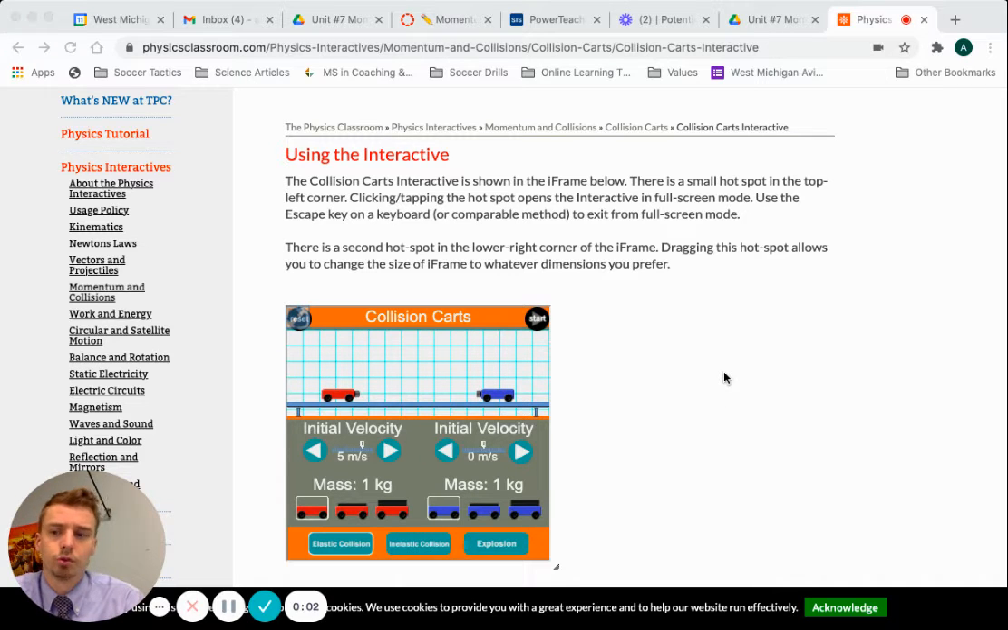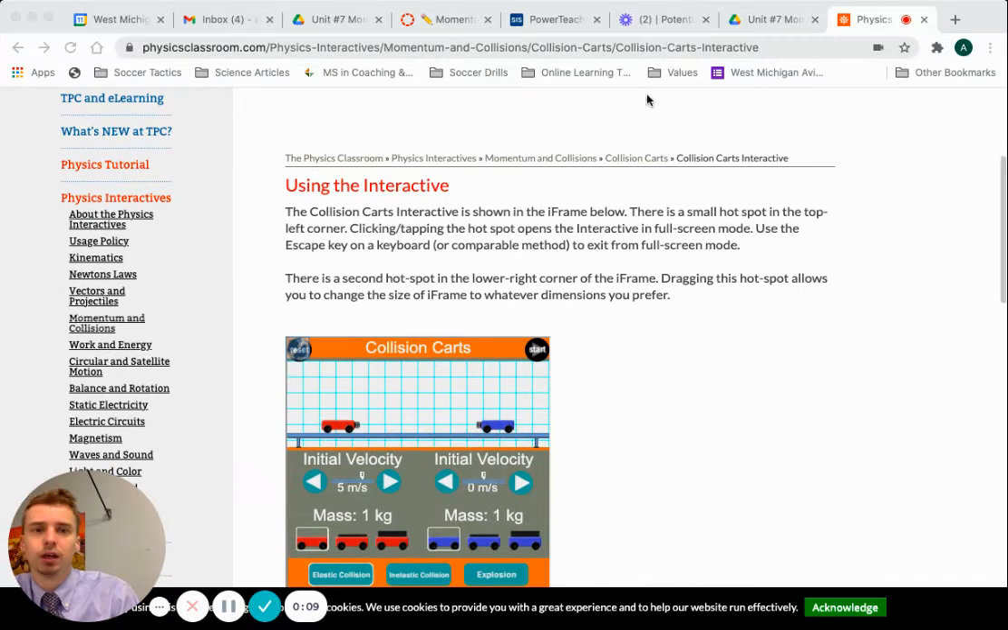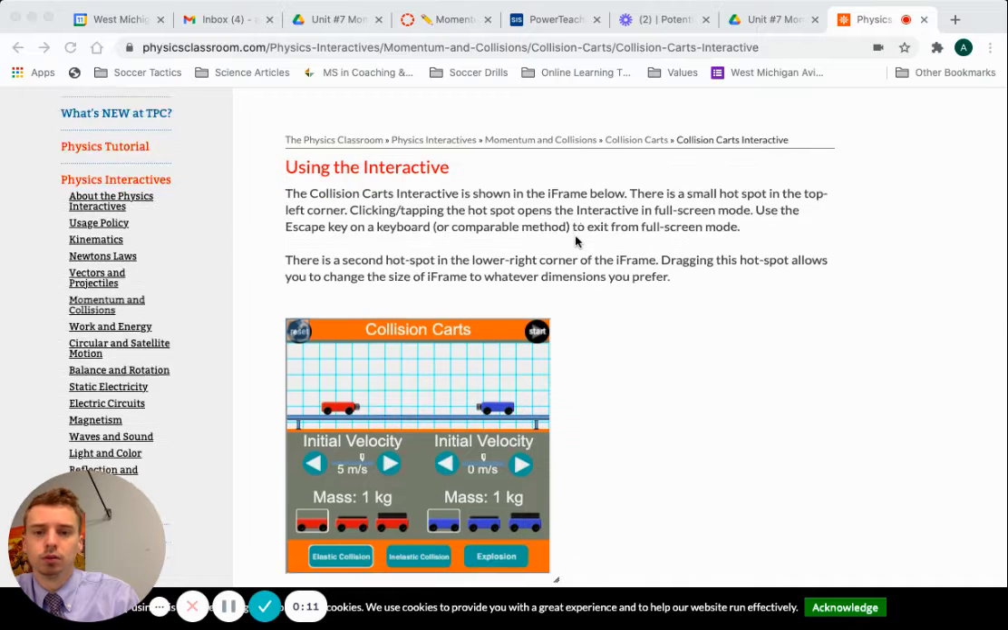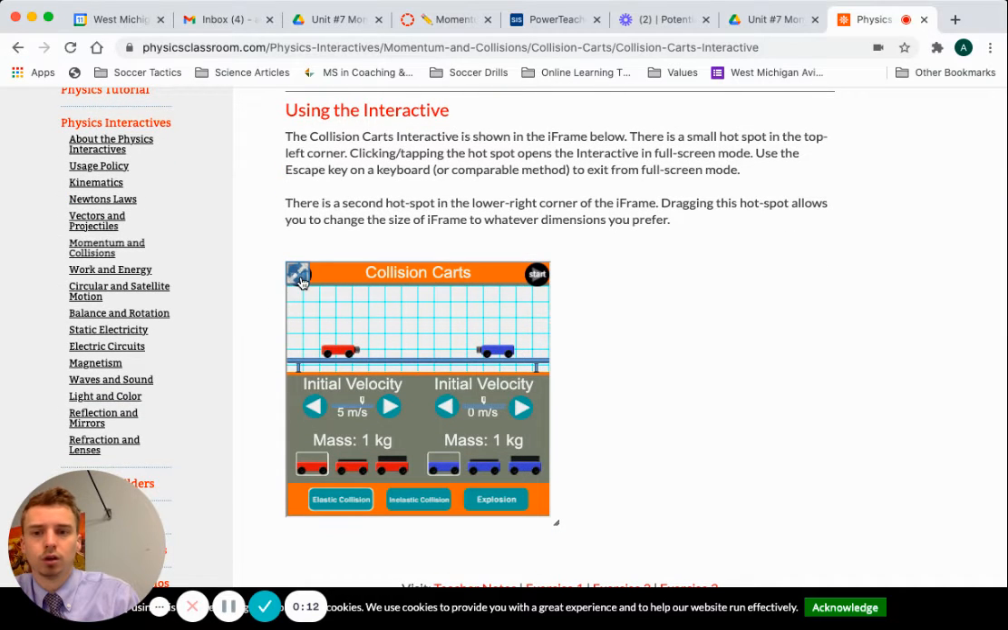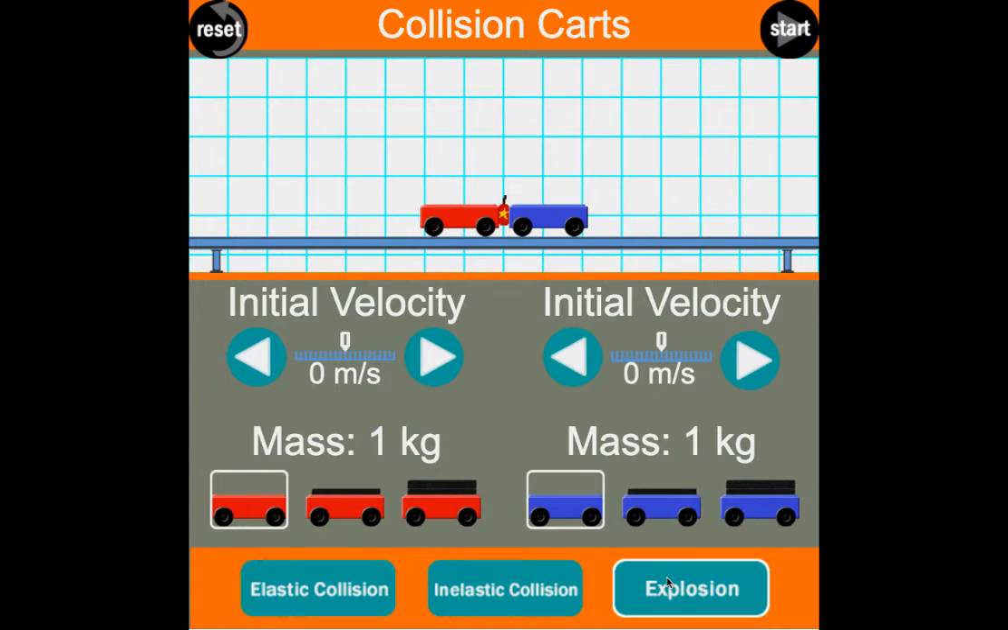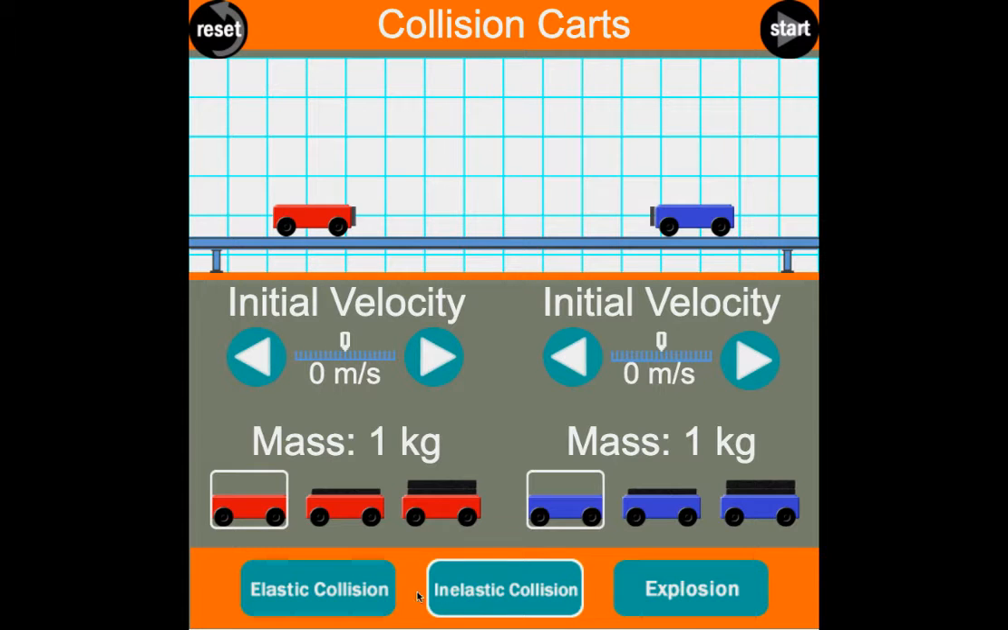In this video, I'm just going to briefly explain what we should be doing in this interactive lab. First of all, you guys should click on the link on my Canvas page, which will take you to this interactive where you can change a couple different things down here. You can have it be an explosion, an elastic collision, or an inelastic collision. You can change the mass, you can change their initial velocities, etc.